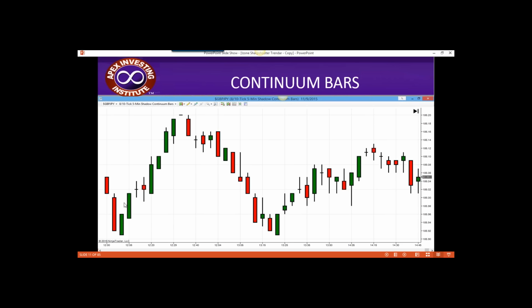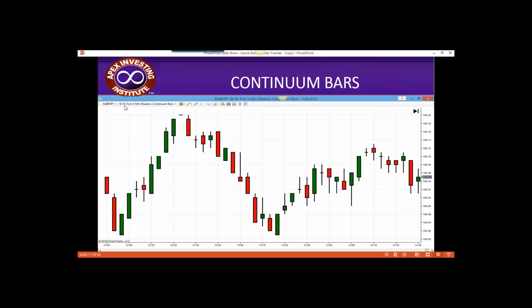So these are tick bars. Like I explained, it's 8 ticks to make a new up bar or 10 to make a down bar, or it gives me a new bar if it hasn't done 8 or 10 ticks within 5 minutes. So it gives you the best of both worlds. It gives you an idea of time and of actual movement. All the bars that you'll see on the charts I show you today are the continuum bars.